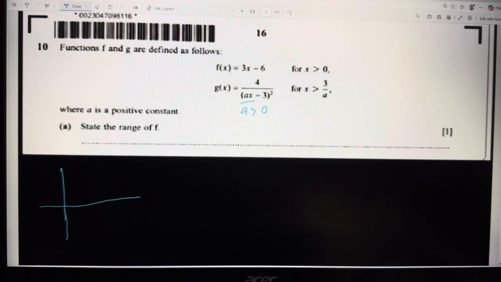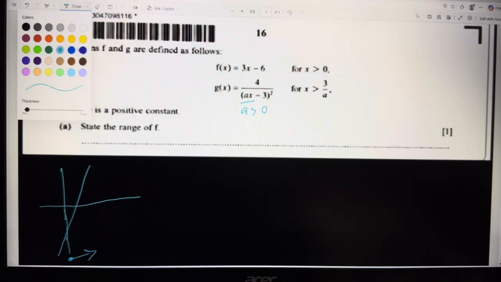So as you can see, the gradient is 3, so this will go quite steeply up, and the y-intercept is -6. So we can take this as -6 and it goes strictly upward, something like this. Okay. So x is greater than 0, so it wants us to find everything on this side. So find the range of f.